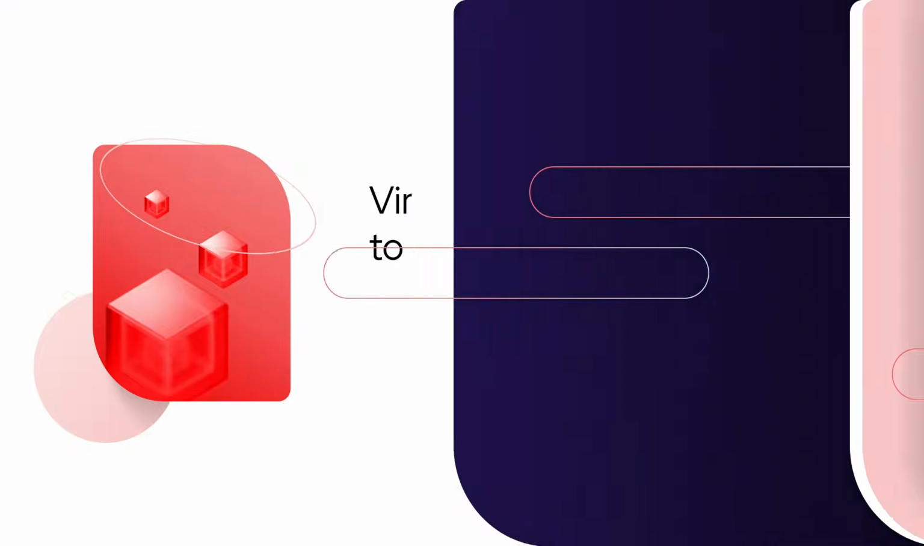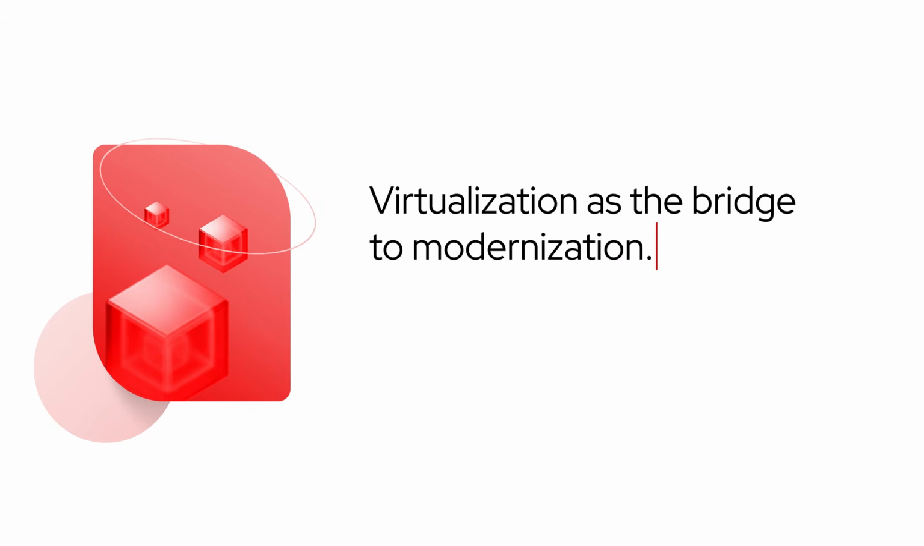OpenShift 4.21 is officially GA, and the release notes are massive. Because you don't have time for that, I'll try to summarize it right here. Whether you're a developer pushing code or an operator keeping the lights on, here are the three biggest things that are going to actually move the needle for your operations today and are going to make you want to upgrade today. Number 1. Virtualization as the bridge to modernization.